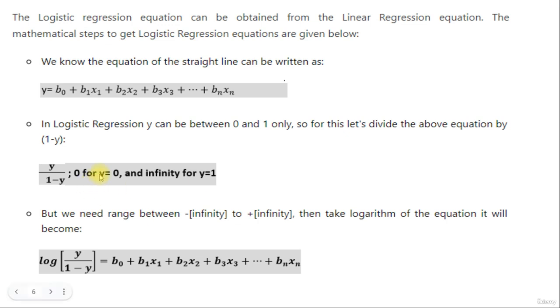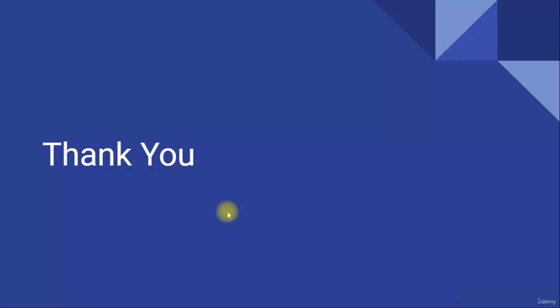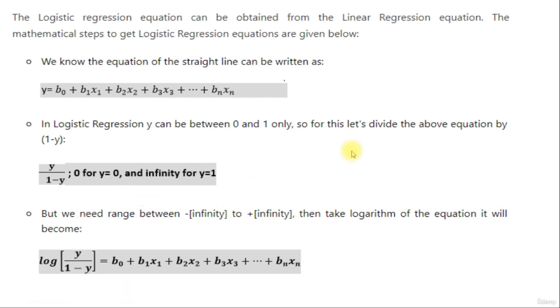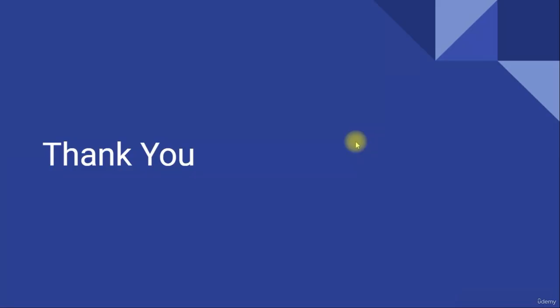So we need the range between minus infinity to plus infinity, and we take the logarithm of the equation, and it will become log of (y upon 1 minus y) is equal to b0 plus b1x1 plus b2x2. So this is how you derive the equation of logistic regression. Now enough of the mathematics. Now let's move to the Jupyter notebook and try to implement the logistic regression algorithm in Python.